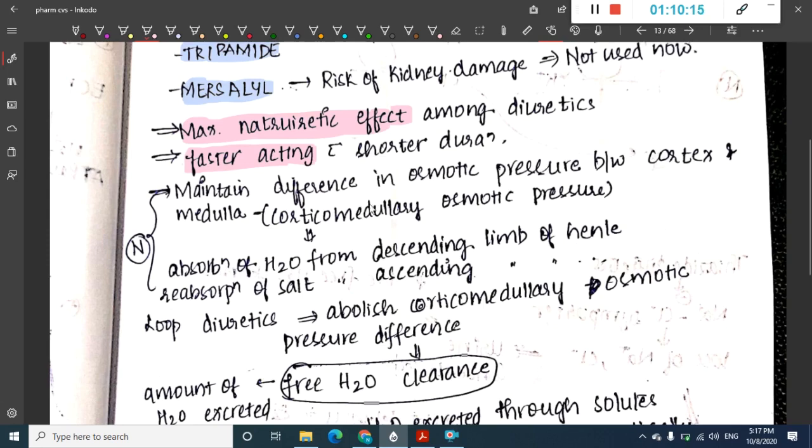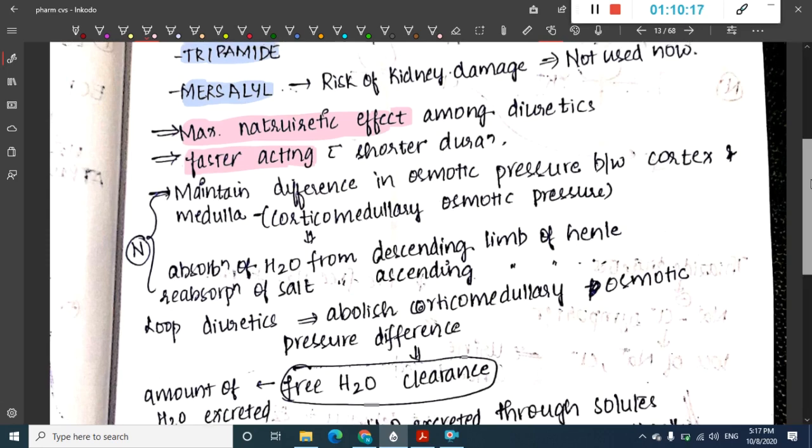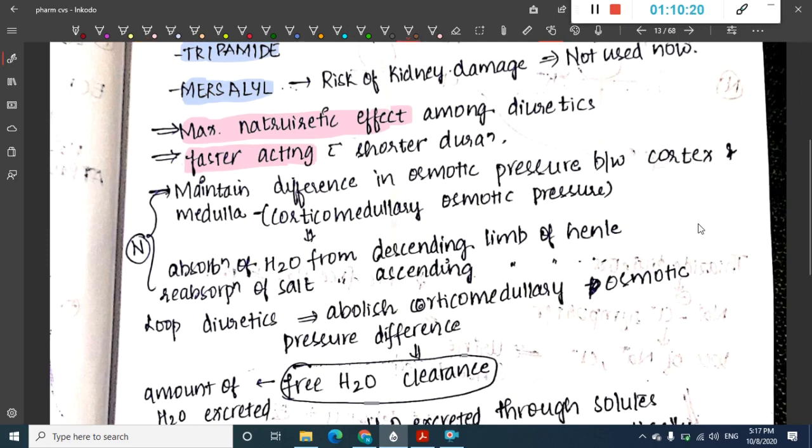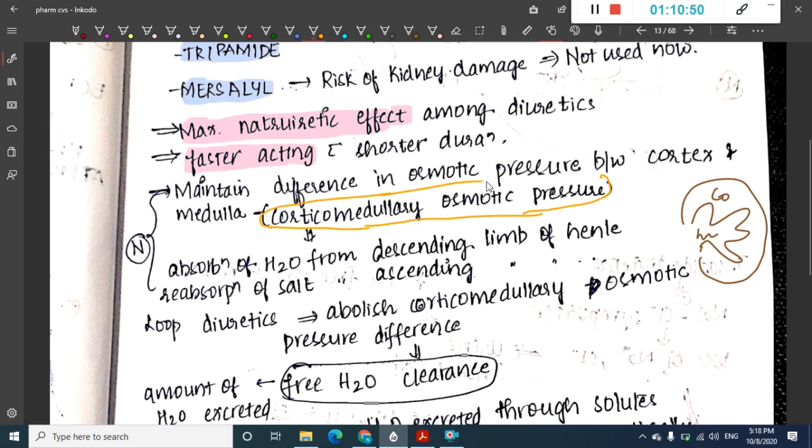They also maintain the difference in the osmotic pressure between the cortex and the medulla. Normally, if this is the kidney, this is the cortex, and this is the medulla, right? In the cortex and medulla there is an osmotic difference. This osmotic difference is maintained normally, and it is called corticomedullary osmotic pressure. I have already dealt with this in the physiology topic, please look into it.